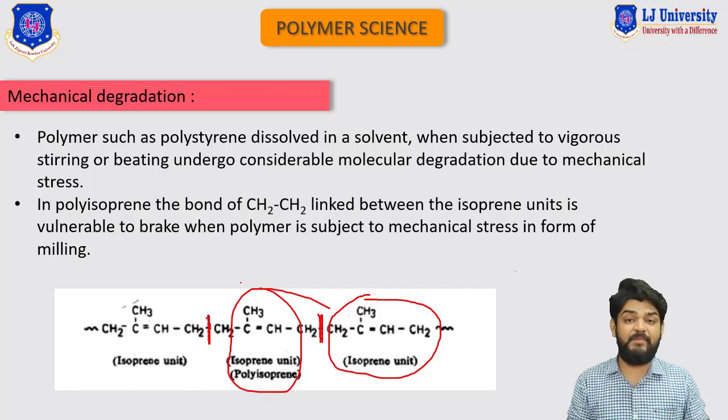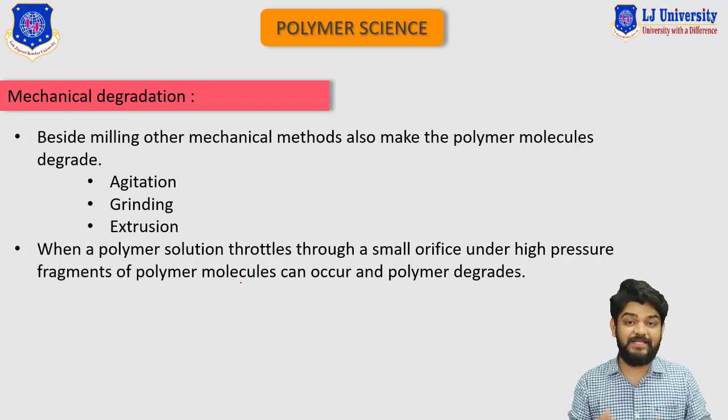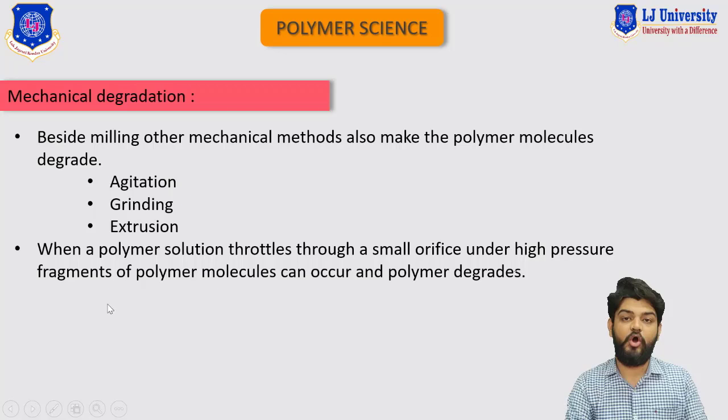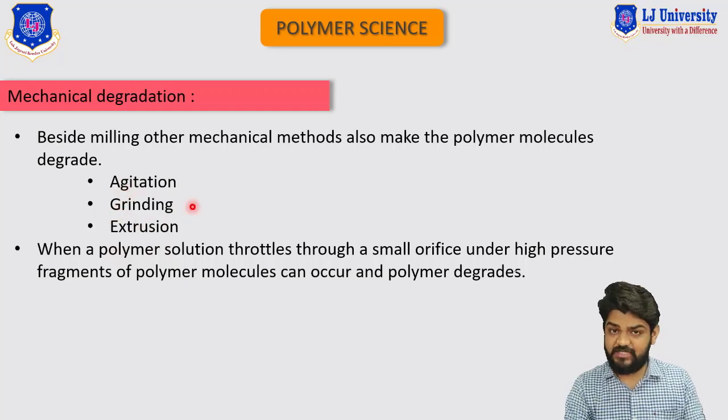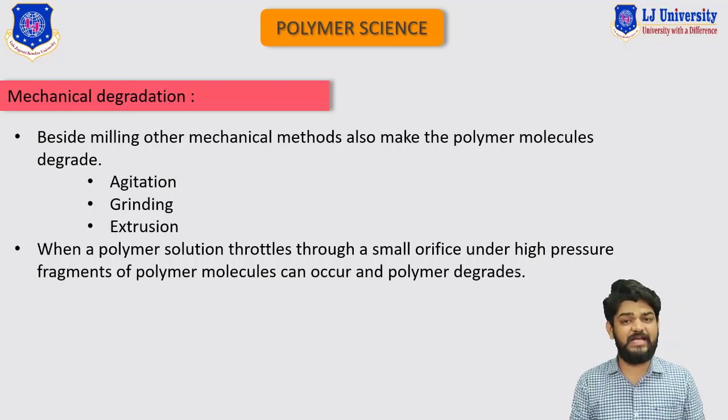This mechanical stress can be applied on a polymer by different means. We can apply it by the milling process, the beating process, simple stirring, grinding, or extrusion. These are all unit processes that we will understand in the upcoming chapters, right? But for now, you can understand that these are certain unit operations performed on the polymer in order to improve its properties. But sometimes if these operations are carried out too much, the polymers start to degrade, because mechanical stress is being applied on the polymer, which ultimately leads to mechanical degradation of the polymer.